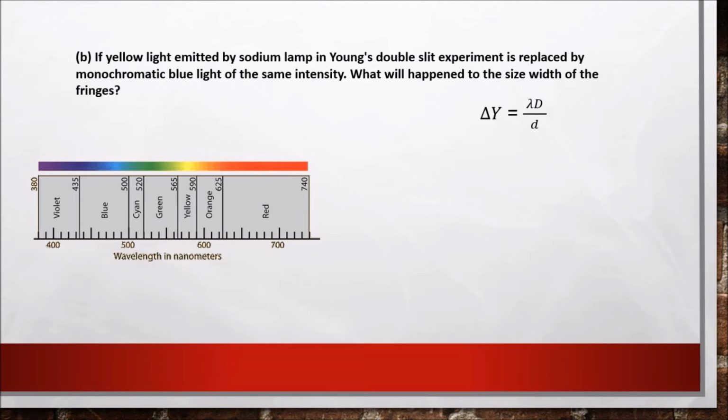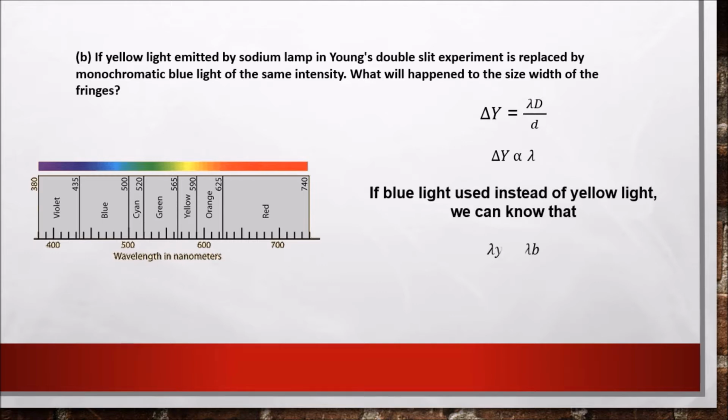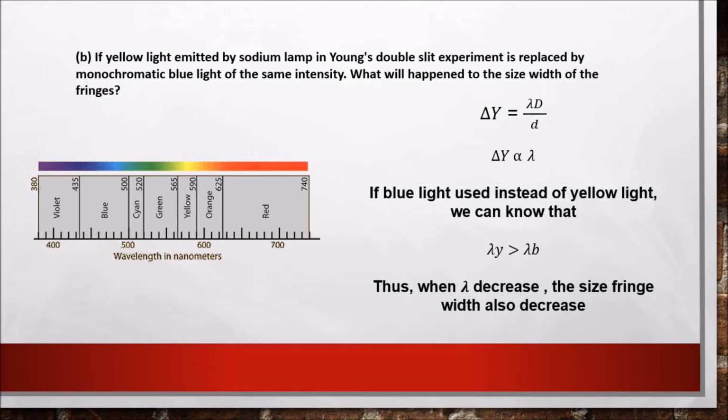Based on this formula, we can see that delta y is directly proportional to lambda. By looking at this picture, we can see that lambda for yellow is greater than lambda for blue light. So if blue light is used instead of yellow light, lambda y is greater than lambda b. Thus, when lambda decreases, the fringe width also decreases.